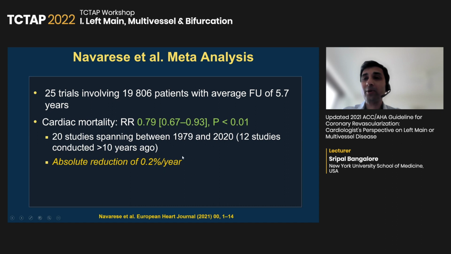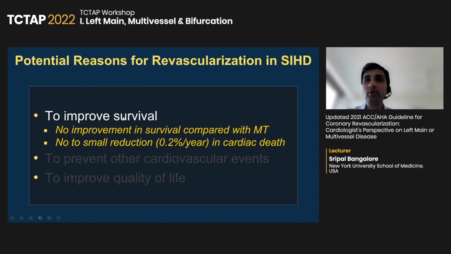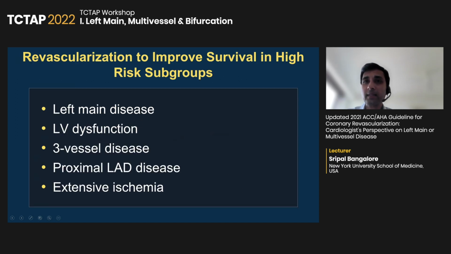I think this is also important when we consent our patients, because even if you think that there is a mortality benefit, the benefit is small in terms of absolute reduction per year. So if you go back to the drawing board, looking at the potential reason for revascularization to improve survival, most studies have not shown an improvement in survival compared to medical therapy. If you include older studies, there may be a small reduction, 0.2% per year in cardiac death.